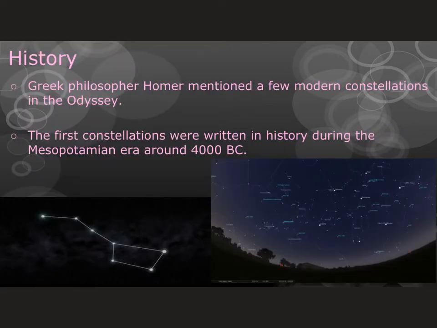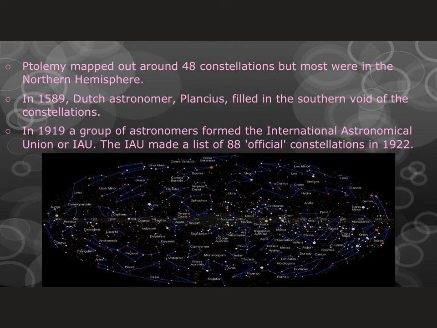The Greek poet Homer, who wrote the Odyssey, mentioned a few modern constellations in the Odyssey. The first constellations were written in history during the Mesopotamian era, around 4000 BC. Ptolemy mapped around 48 constellations, but most were in the northern hemisphere. In 1589, Dutch astronomer Plancius filled the southern void of the constellations.